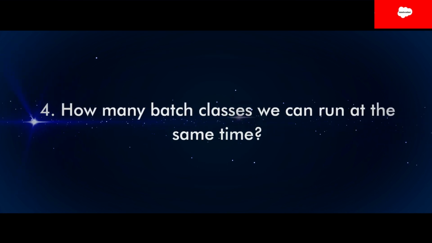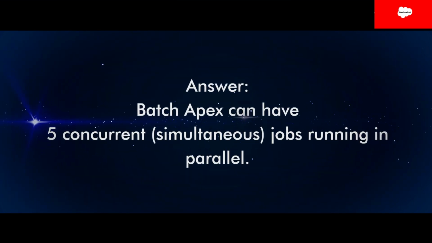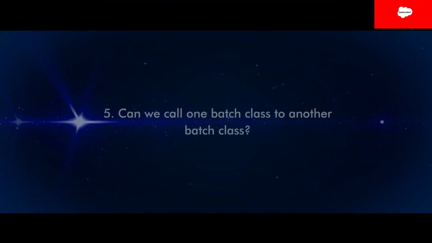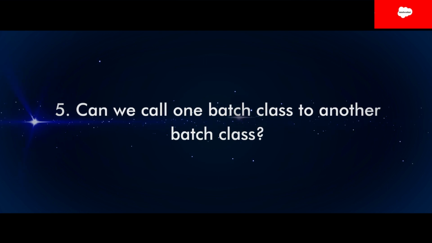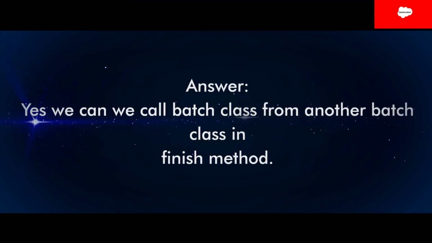4. How many batch classes we can run at the same time? Answer. BatchApex can have 5 concurrent, simultaneous, jobs running in parallel. 5. Can we call one batch class to another batch class? Answer. Yes, we can. We call batch class from another batch class in finish method.